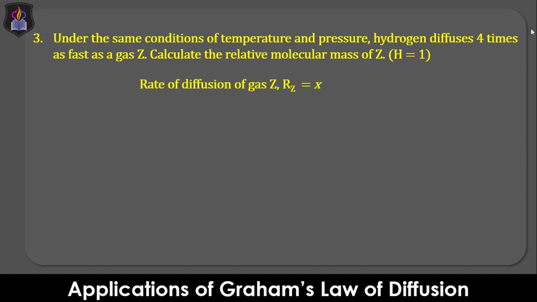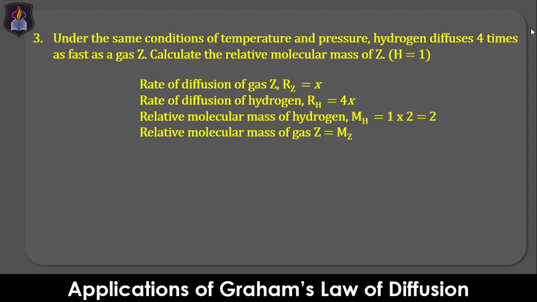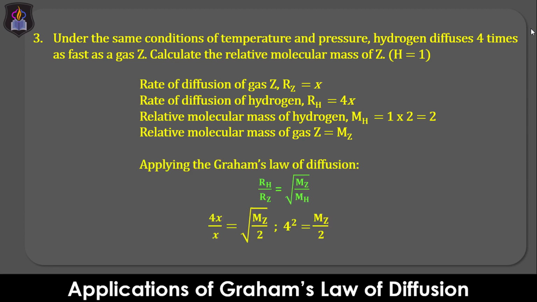So let the rate of diffusion of gas Z, Rz, be x, and the rate of diffusion of hydrogen, Rh, be 4x. Let the relative molecular mass of hydrogen and Z be 2 and mz respectively. From Graham's law of diffusion, Rh over Rz equals the square root of mz over mh. Substituting the values and evaluating the equation, we obtain 32 as the relative molecular mass of Z.